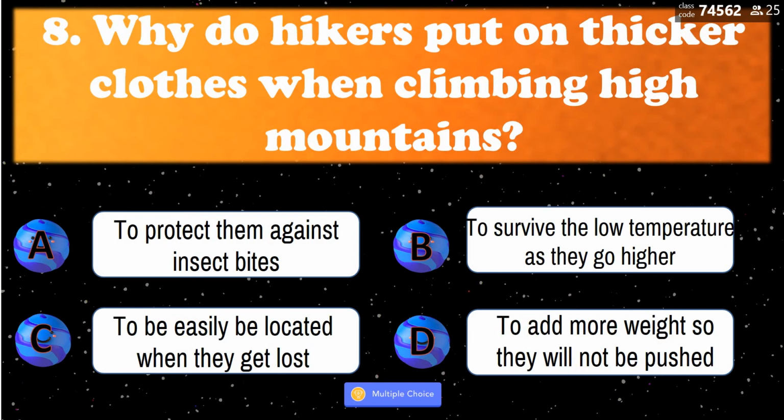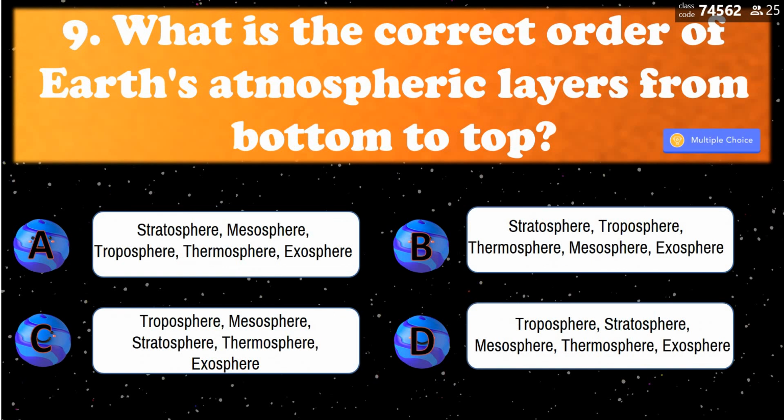Why do hikers put on thicker clothes when climbing high mountains? Yes, to survive the low temperature as they go higher. It's letter B. Number 9. What is the correct order of the Earth's atmospheric layers from bottom to top? Very good. It is troposphere, stratosphere, mesosphere, thermosphere, and exosphere.